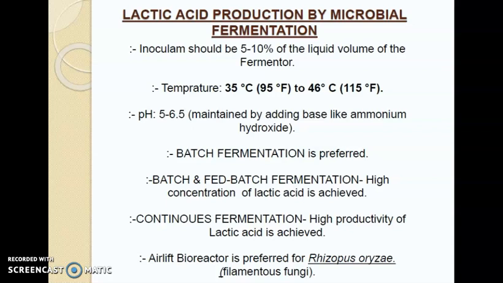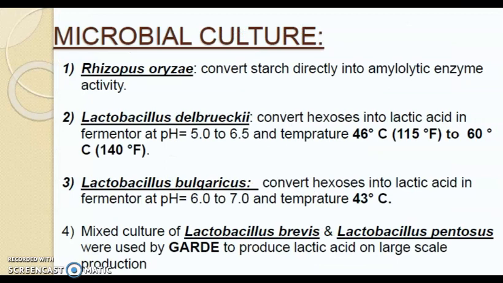Airlift bioreactor is preferred when the organism used is Rhizopus oryzae. Rhizopus oryzae converts starch directly due to amylolytic enzyme activity. Lactobacillus delbrueckii converts hexoses into lactic acid in the fermenter at pH between 5 to 6.5 and temperature 46 degrees Celsius to 60 degrees Celsius. Lactobacillus bulgaricus converts hexoses into lactic acid in the fermenter at pH 6 to 7 and temperature 42 degrees Celsius. A mixed culture of Lactobacillus brevis and Lactobacillus pentosus was used to produce lactic acid on a large scale.